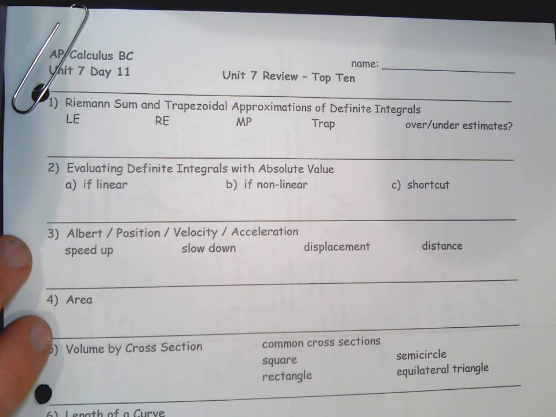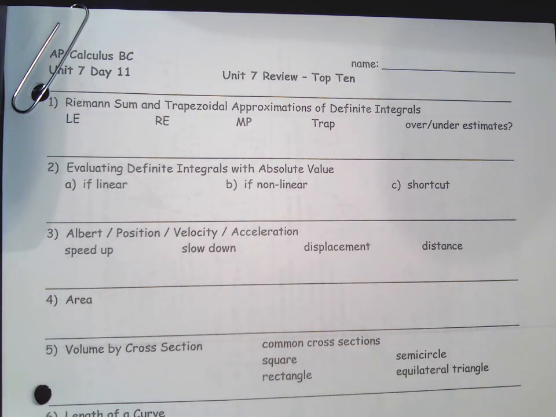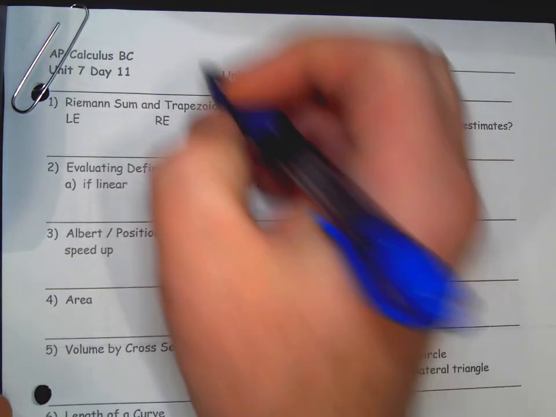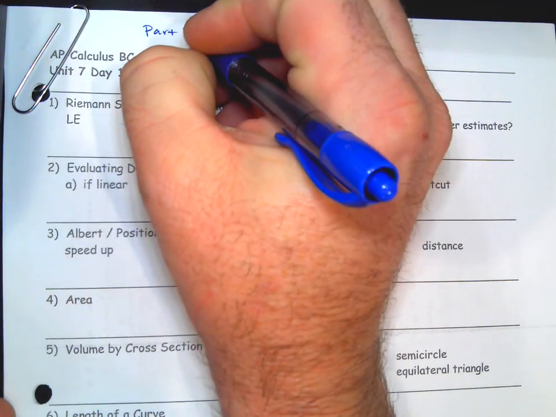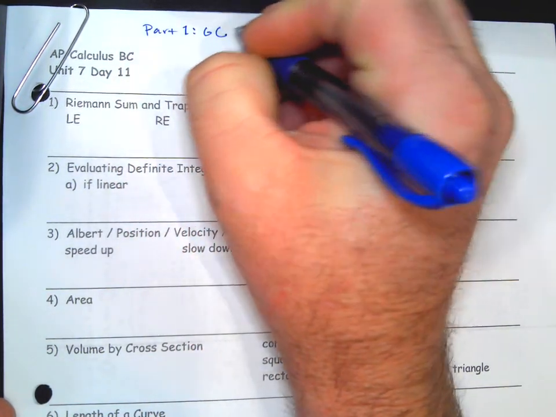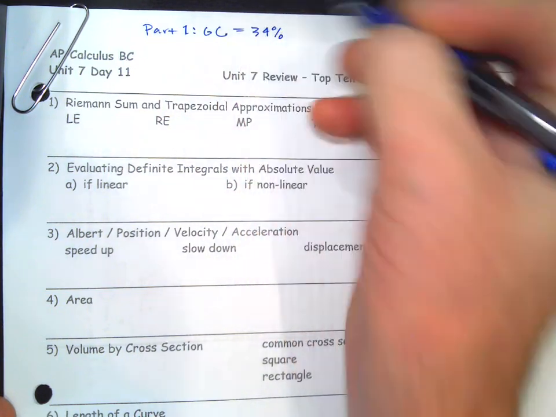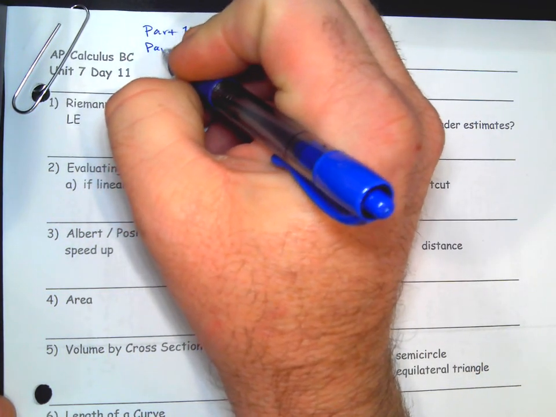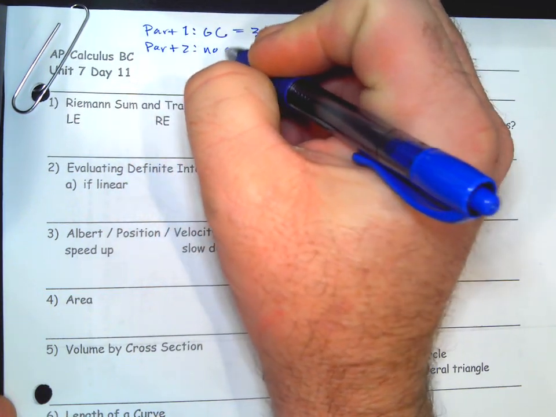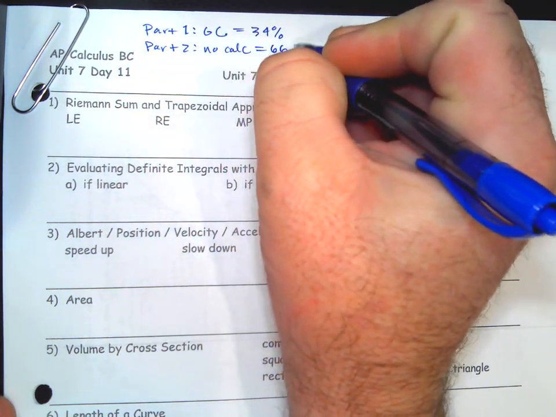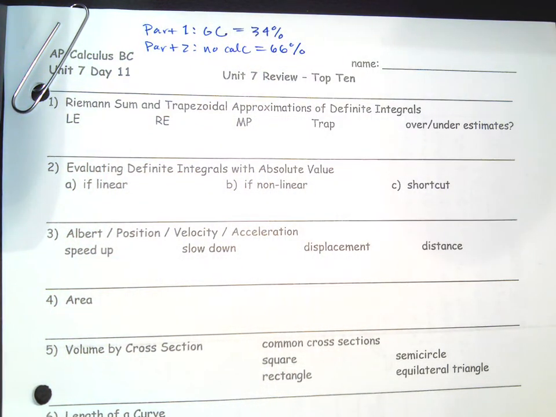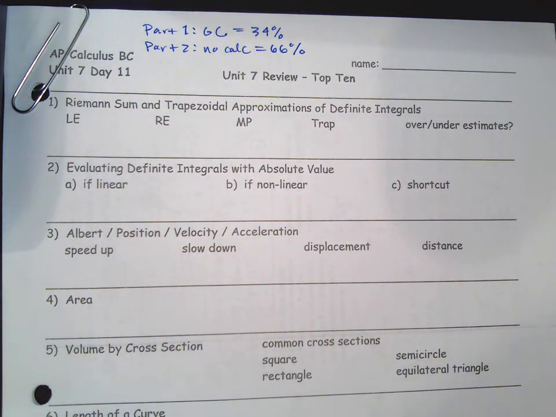As we go, I'm also going to emphasize which parts are which. There's going to be two parts to the test. One of them is calculator, one of them is no calculator. Part one is graphing calculator, and it will be 34% of the test. Part two is no calc, and it will be 66% of the test. So part one is about a third, part two is about two thirds.